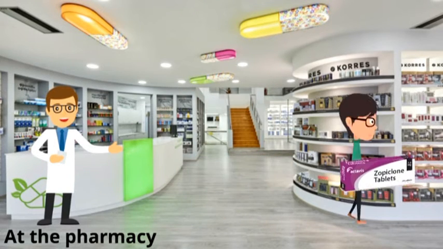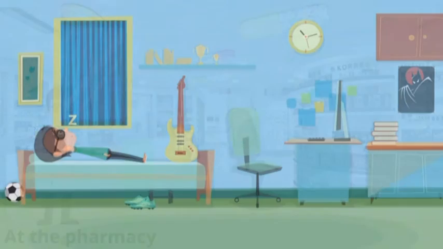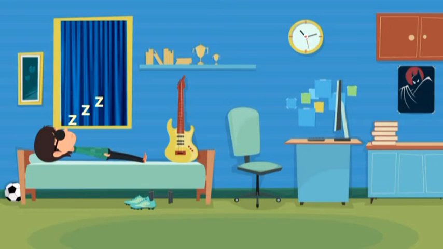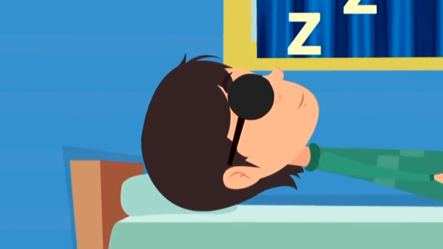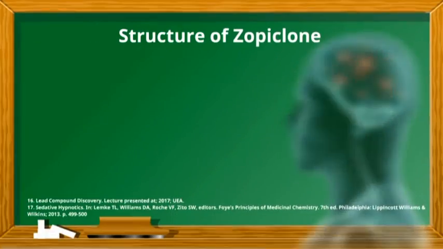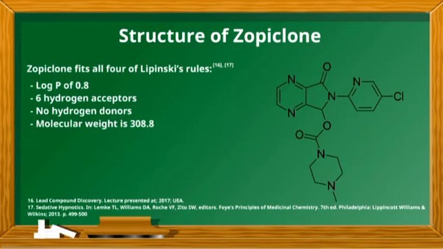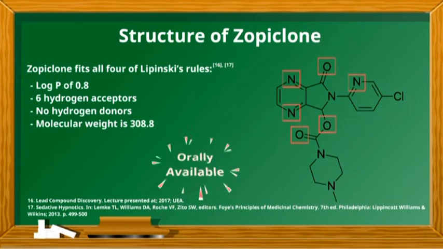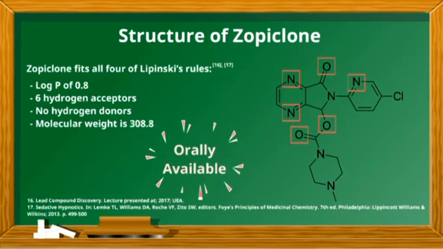Xavier takes his prescription home and at bedtime takes his correct dose. We can now start to understand the mechanism of action of Zopiclone and how it is used to treat insomnia by looking at its structure and activity. As you can see, Zopiclone is a small molecule with a log P of 0.8, 6 hydrogen acceptors and no hydrogen donors. It has a molecular weight of 308.8. This means that Zopiclone fits all 4 of Lipinski's rules, and for this reason it is orally available, most commonly as a tablet.